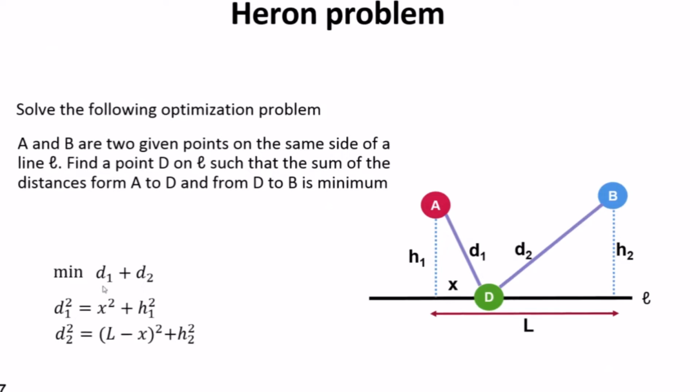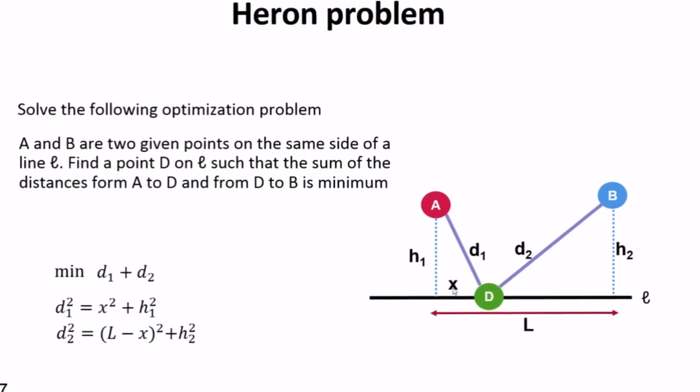Okay, so let's write down the mathematical formulation. Minimization of D1 plus D2 subject to some constraints. On the first triangle, you can see here there is a relation between X and H1 and D1: X squared plus H1 squared is D1 squared. And also on this triangle, (L minus X) squared plus H2 squared is equal to D2 squared.